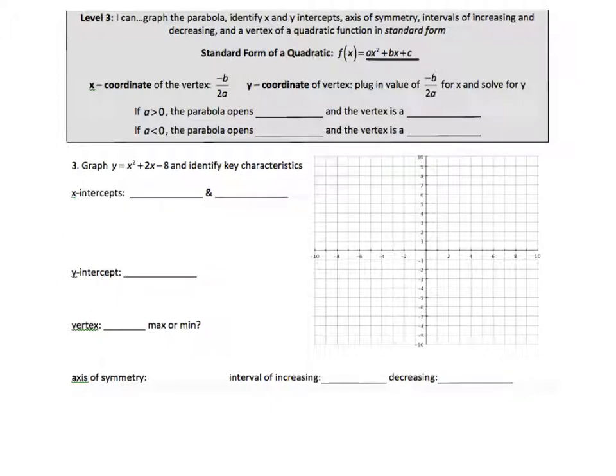So to find the vertex in standard form, it says it right up here. The x-coordinate, you're going to take the opposite of b, that's what the negative sign means, opposite of b, and divide it by 2 times a. So here's my equation: y equals x squared plus 2x minus 8. So a is the number in front of x squared, which is 1. B is the number in front of x, which is 2. And c is the negative 8 on the end.